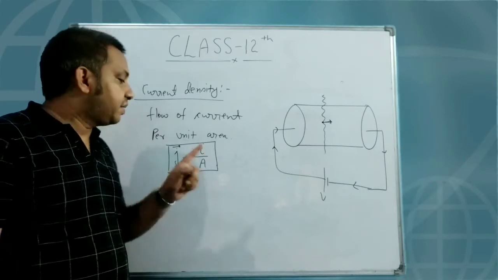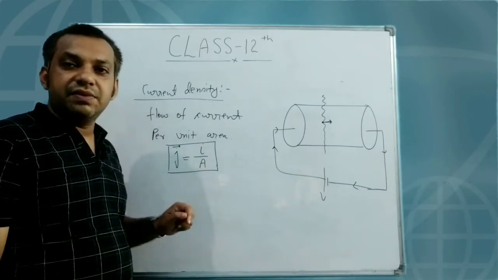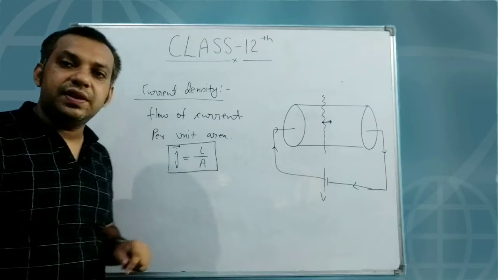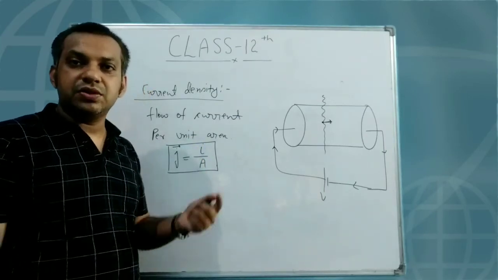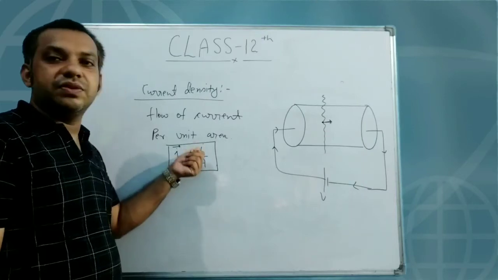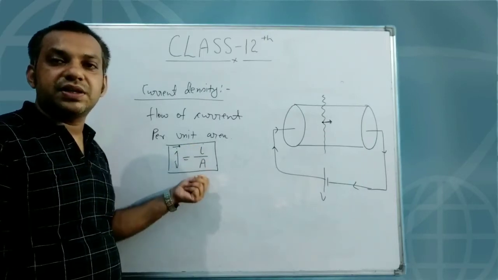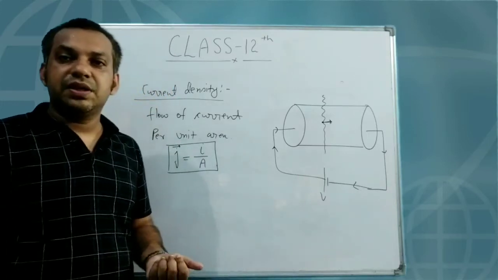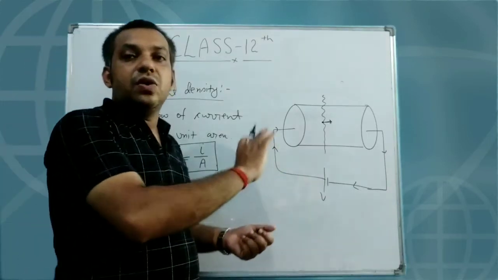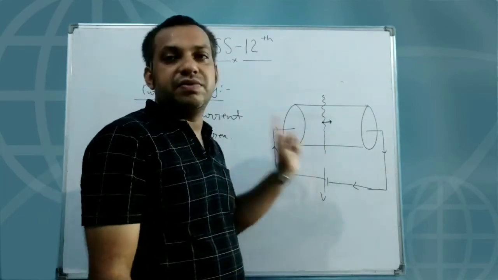So that means the direction of the area vector and the direction of the what? The current density should be in the same direction. Because you are considering area as a vector quantity, so scalar upon vector, the direction of the vector quantity should be what? The direction of the current density. And what is the direction of the area vector? Always normal to the surface.